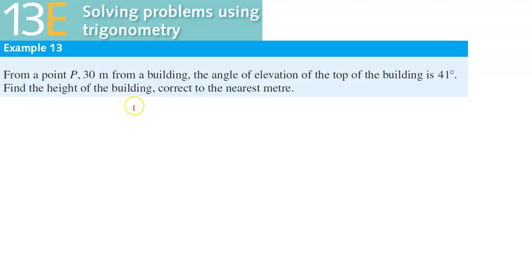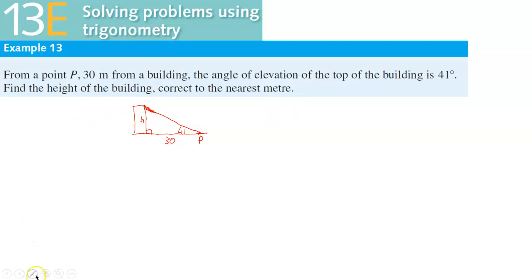So if this is our building, and here's the ground, and here's my point P, which is 30 meters away from the building. The angle of elevation to the top of the building is 41 degrees. The building is at right angles to the ground, and I want to find the height of the building. That line looks like it's missing the top there.